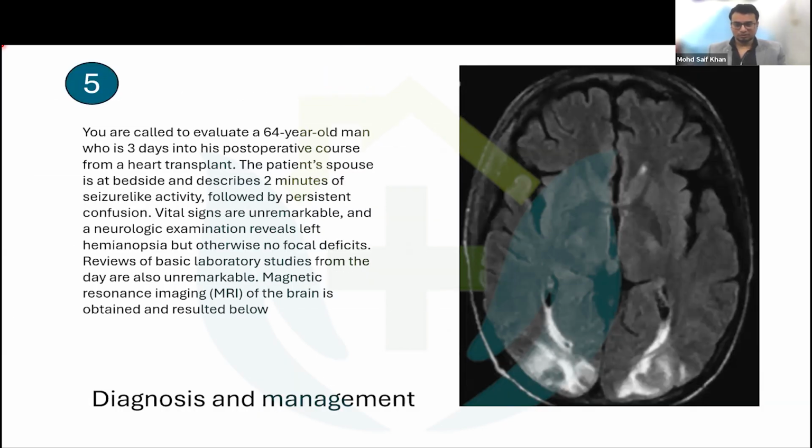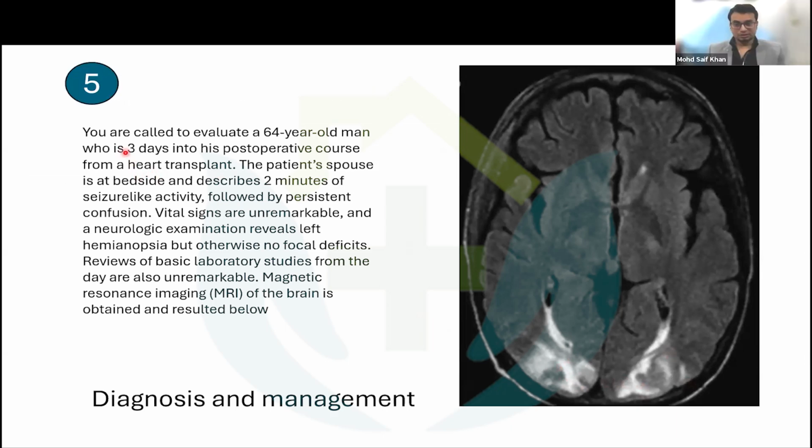This is very interesting. Nobody could make out. Okay, what is your diagnosis? I will give you a moment. PRES, posterior reversible encephalopathy syndrome. Very good, Dr. Priyanka. Why do you think this is PRES? Sir, these are hyperintensities in the occipital region, bilaterally symmetrical, on MRI.